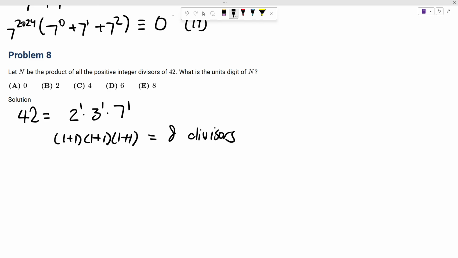So that means if we multiply all of the divisors together, there are going to be 4 pairs of divisors that multiply to 42. So our total product is going to be 42 to the 4. And if we want to find the units digit of this, that's the same as finding the units digit of 2 to the 4, which is just 6, because 2 to the 4 is equal to 16.